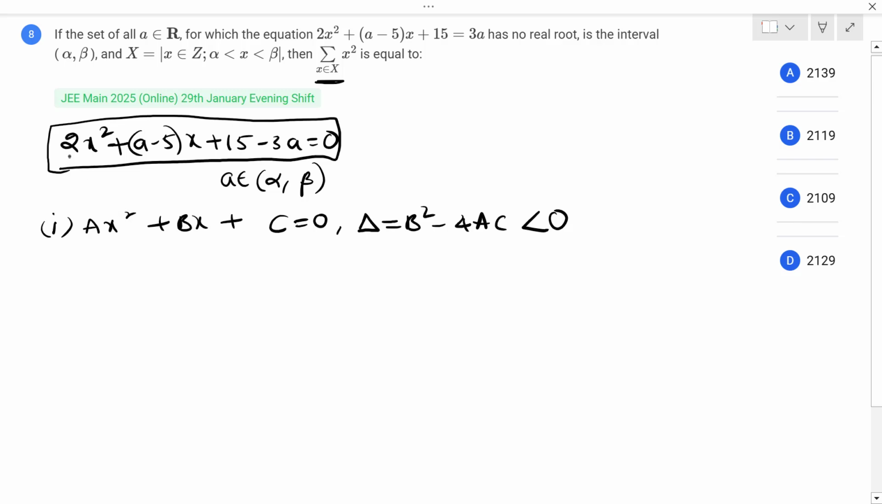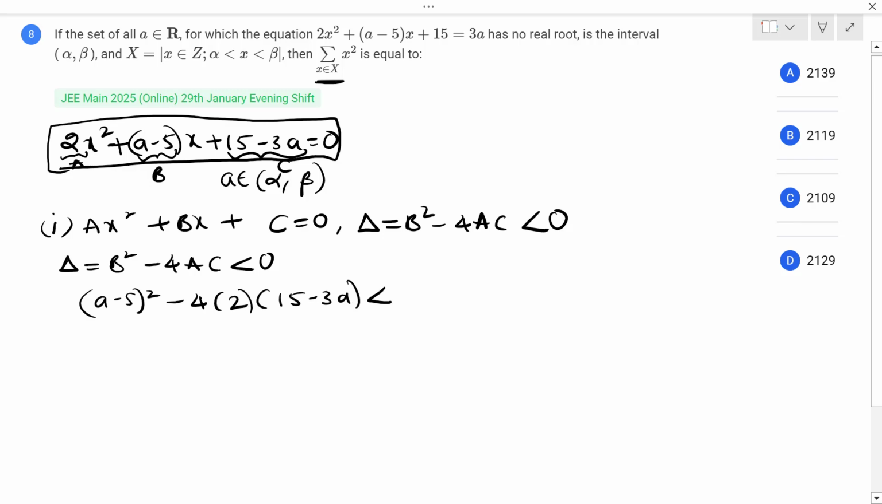If I compare, 2 is capital A, a − 5 is capital B, and 15 − 3a is capital C. So the discriminant, B² − 4AC, has to be less than 0. So (a − 5)² − 4 into 2 into (15 − 3a) has to be less than 0. Expand the expression. (a − 5)² is a² + 25 − 10a, minus 8 into 15 which is 120, plus 8 into 3a which is 24a, less than 0.